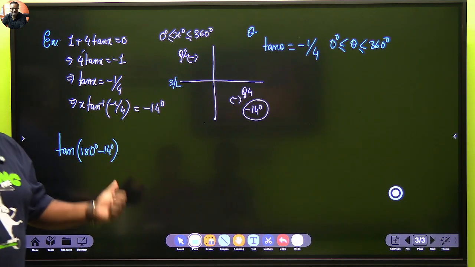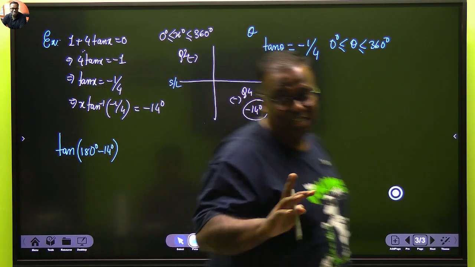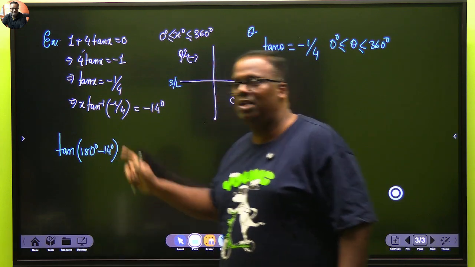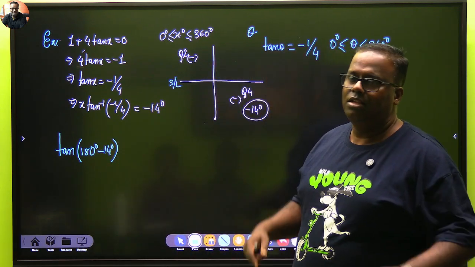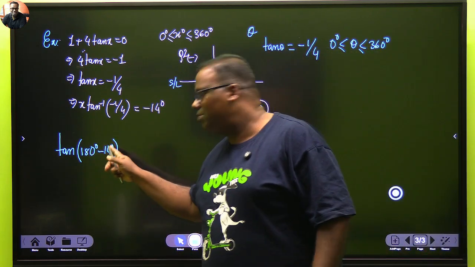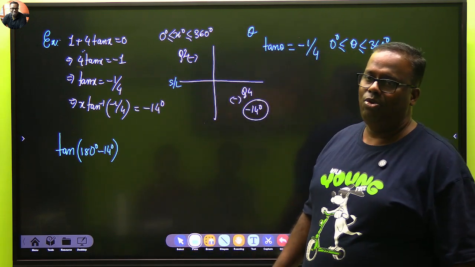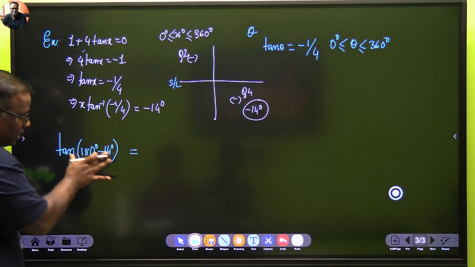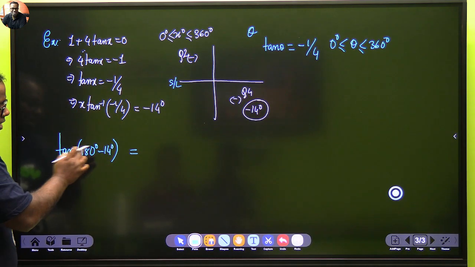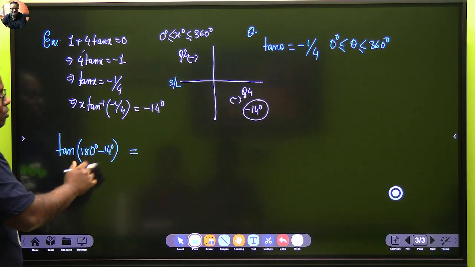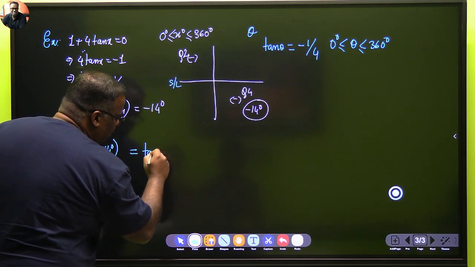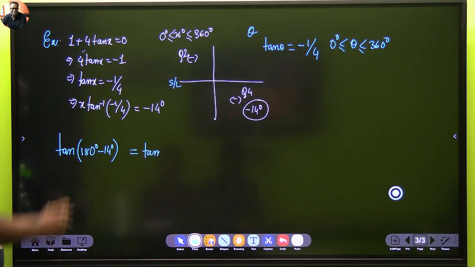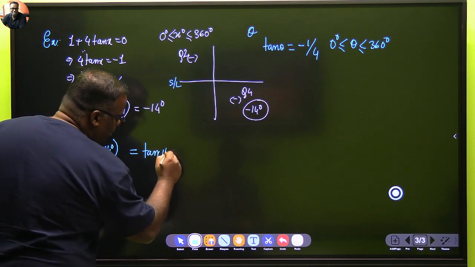Now this is the catch out here. Let's see who can solve it. I have not written correct. If I do tan of 180 minus 14, what is the value you are getting? Look at this from the last class that we did. It is 180, so the function doesn't transform. It remains as tan. The 14 degree comes out here.